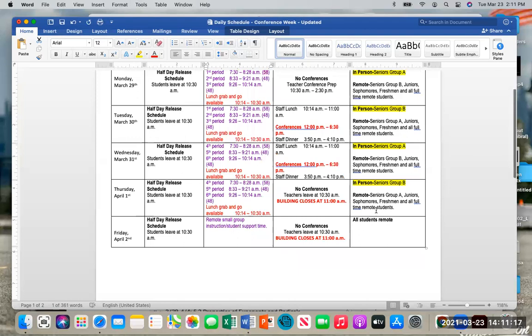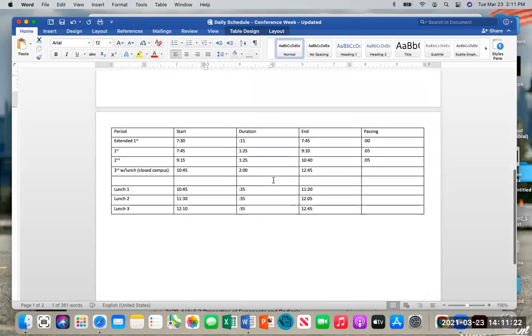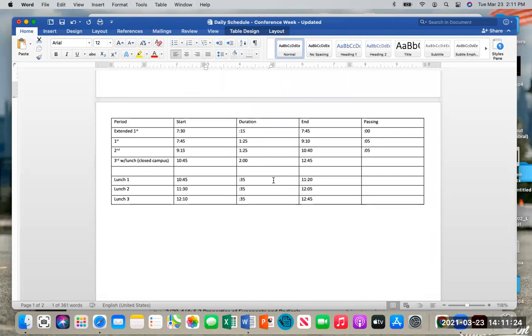I know it's not as nice as what this is like, but this is what they gave us. So let me explain what this looks like. Starting next week, that is the conferences schedule we just looked at. After conference week, we have spring break. So coming back from spring break, which is the 12th of April, starting on the 12th of April, that's when this schedule will be in effect. So let's go ahead and look at each one.